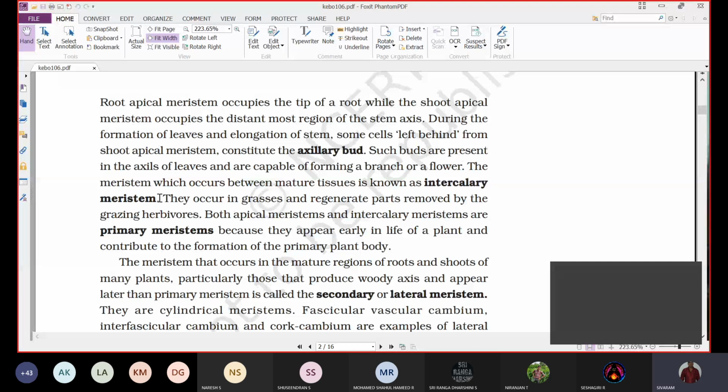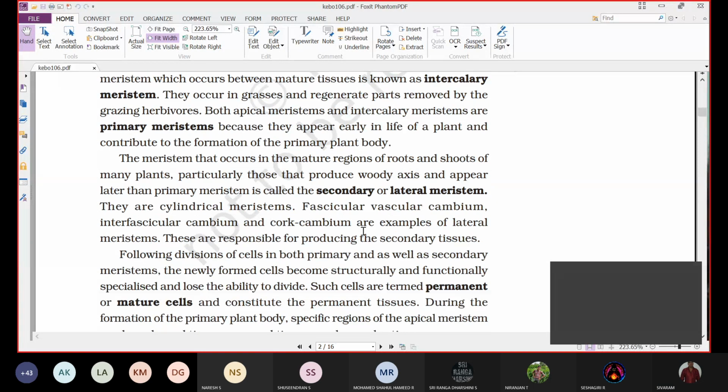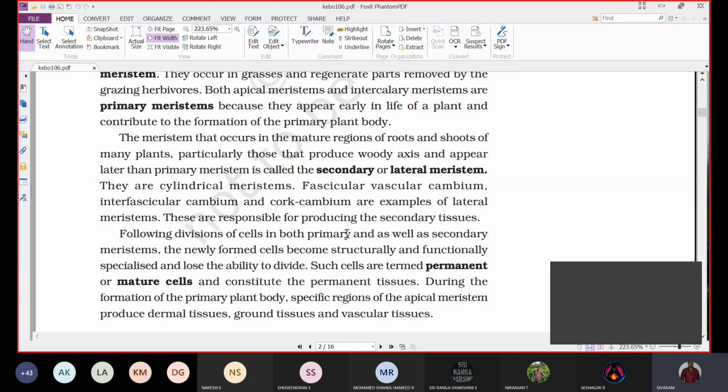And next, the third type of meristem. The meristem that occurs in the mature regions of roots and shoots of many plants, particularly those that produce a woody axis and appear later than the primary meristem, is called the secondary or lateral meristem.